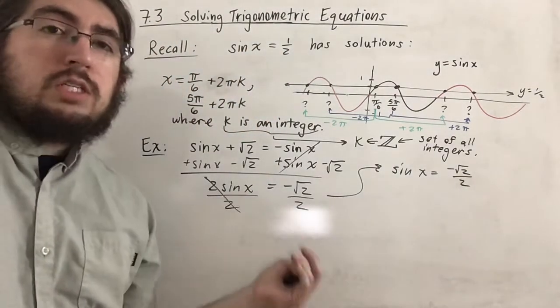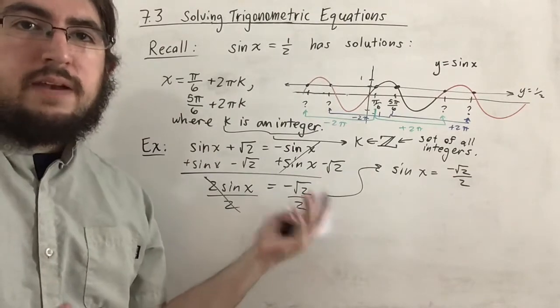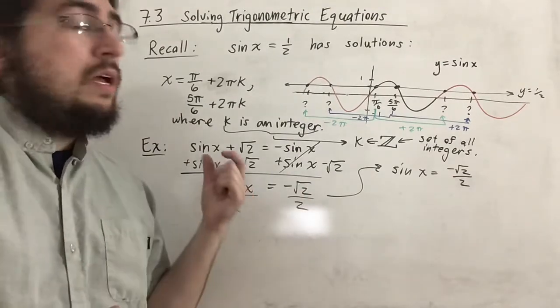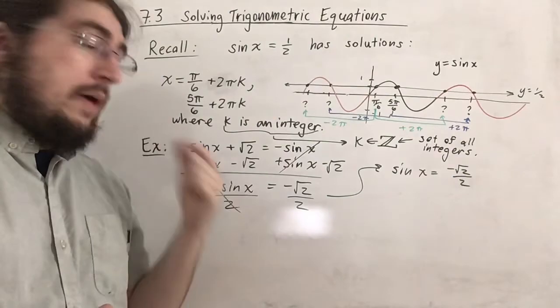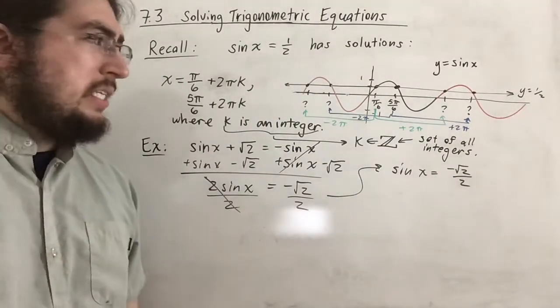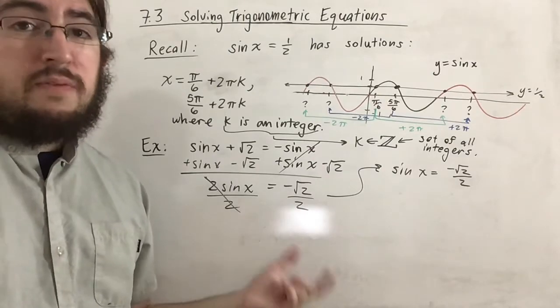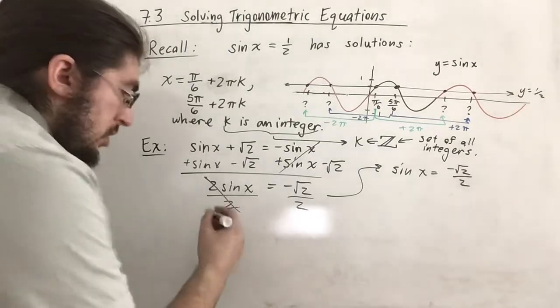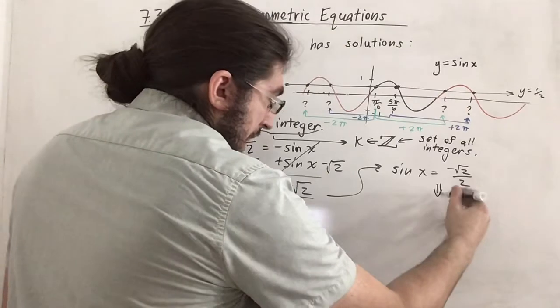Now, we know sine of an angle is radical 2 over 2 when the angle is 45. So that means, well, first off, this is negative. Sine is negative in the third and fourth quadrants. And its reference angle would have to be pi over 4. So this implies that x is equal to what?